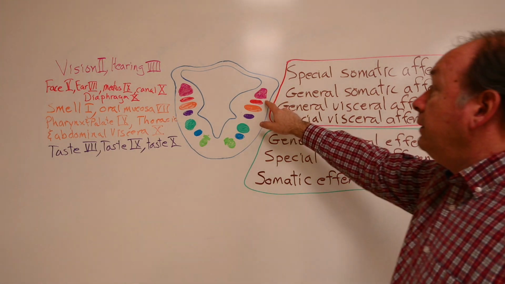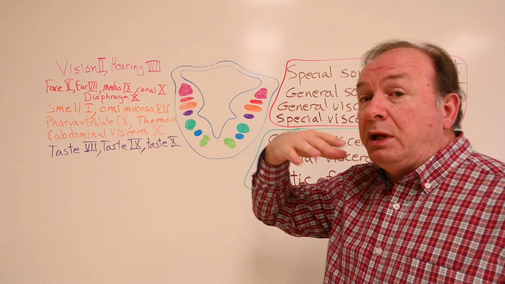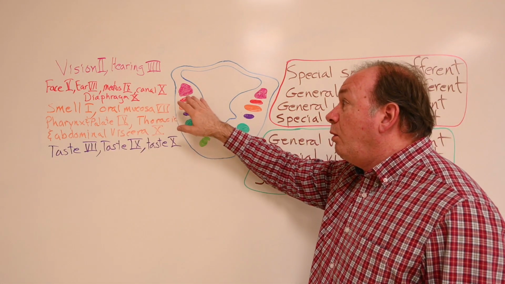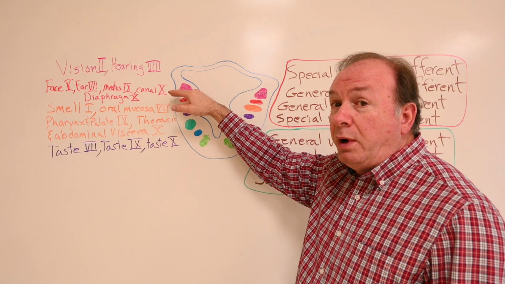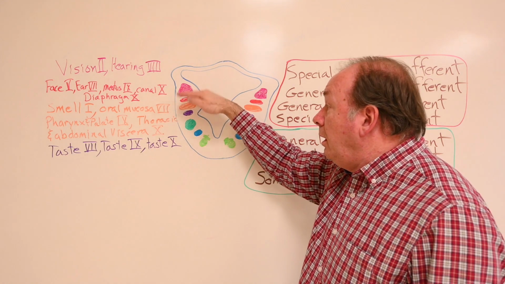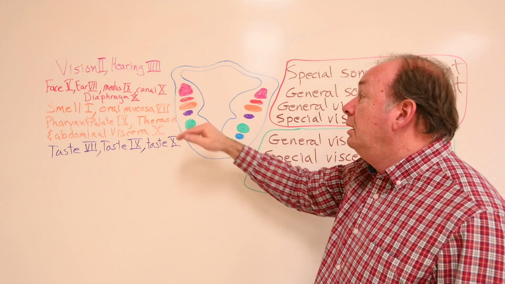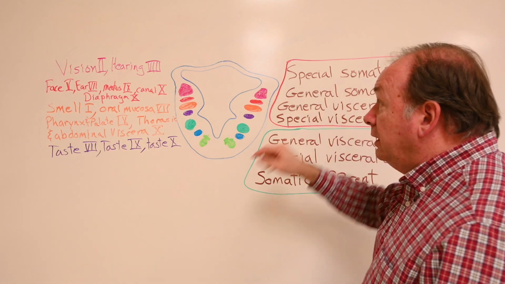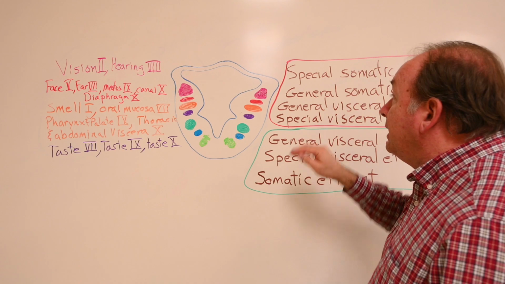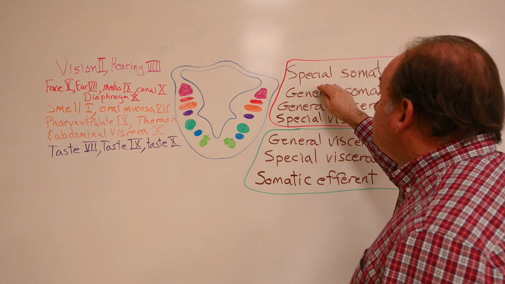So the first one here, this pink dot, vision and hearing information coming in from the sense of sight or from hearing will come into this general region in the brain. That's the level on the side of the brain in this spectrum. That's where it would come in there. It's a special, somatic, afferent. Special, it's a special sense. Somatic, it's not associated with the gut.